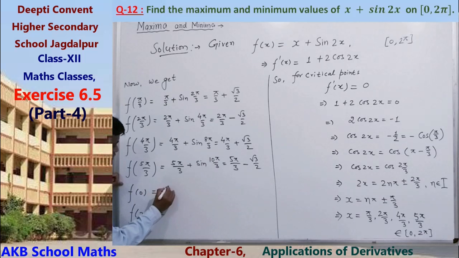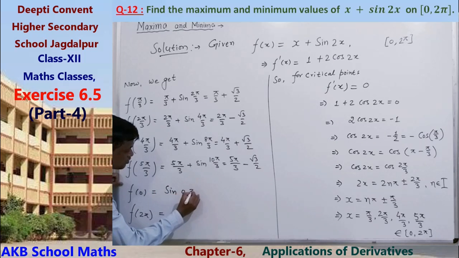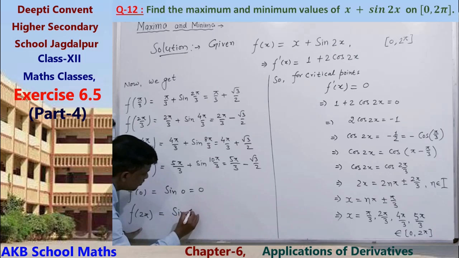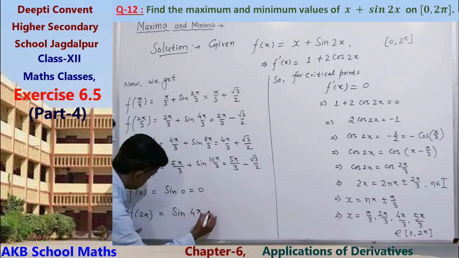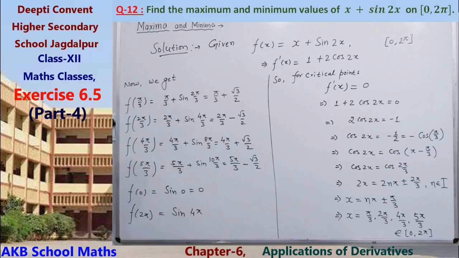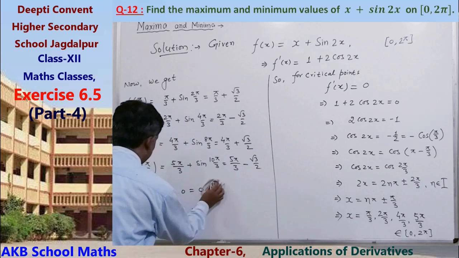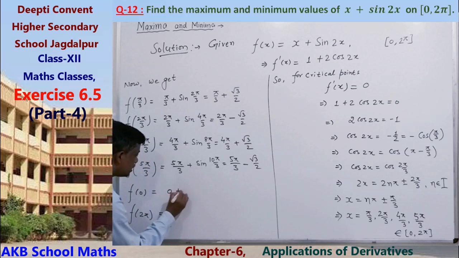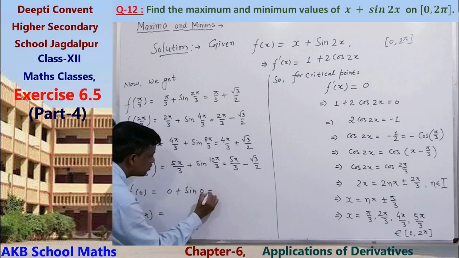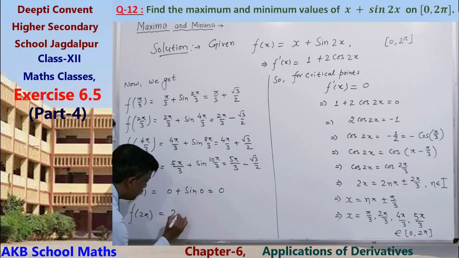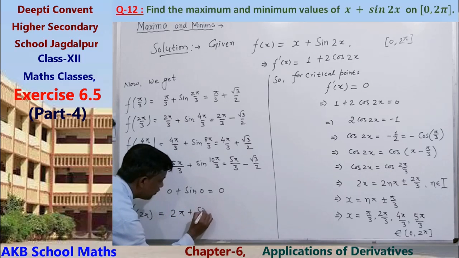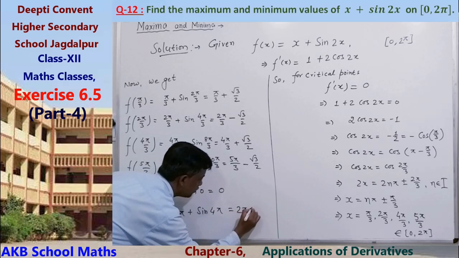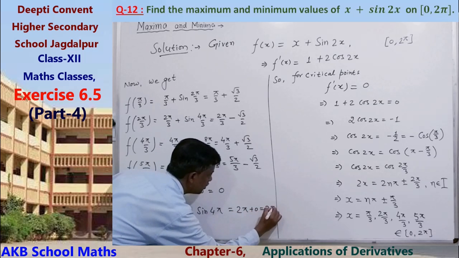f(0) equals sin 0 equals 0. f(2π) equals sin 4π. Sorry. Here f(0) equals 0 plus sin 0 equals 0. f(2π) equals 2π plus sin 4π, that is equal to 2π plus 0, equals 2π.